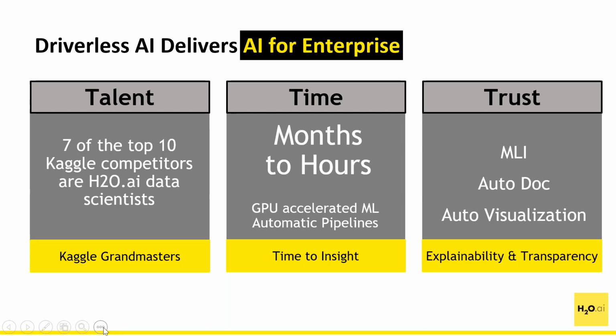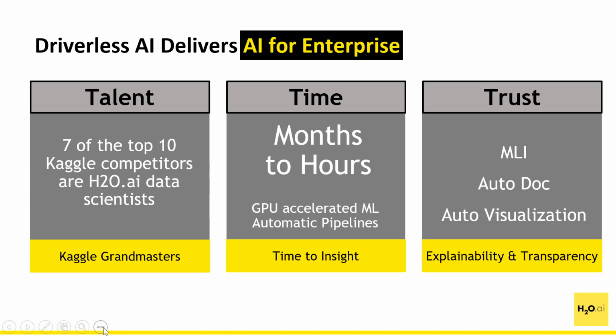The third thing we did is we built an entire team and a framework around trust and interpretability. We are one of the leaders in machine learning interpretability and explainability. What I mean by that is generating human-understandable explanations and reason codes.